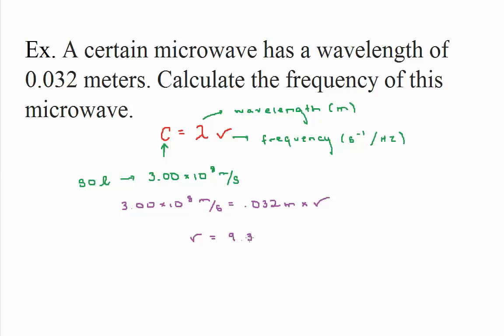9.375 times 10 to the 9th, either hertz or seconds to the -1. I'm going to write hertz right now. The last thing I got to do, I need to round. 3.00 has 3 sig figs. This only has 2 significant figures. Therefore, my final answer needs 2 significant figures. So it's going to be 9.4 times 10 to the 9th hertz. And that is my final answer.